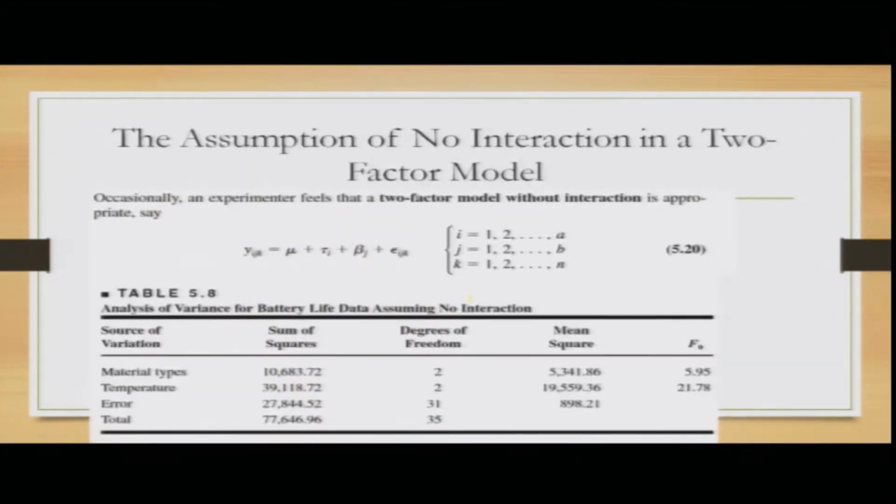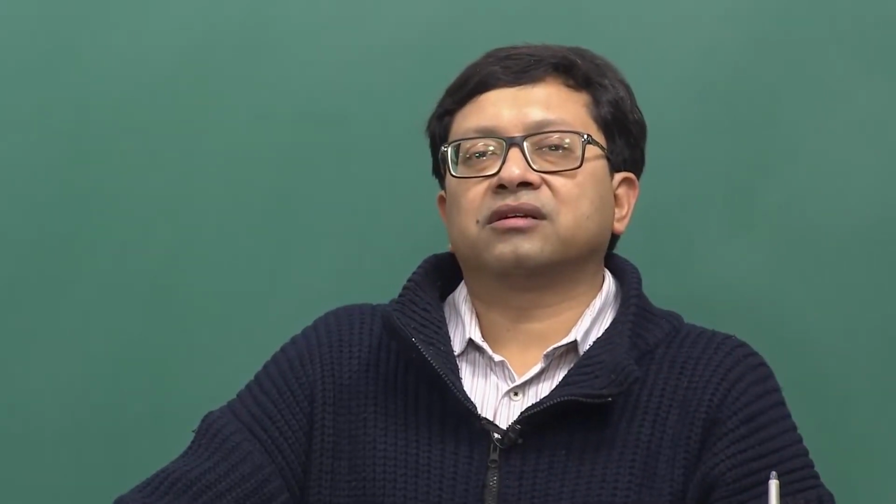So, assumption of no interaction in a two factor model. We will consider this. If there is no interaction between the factors, it means tau beta suffix ij would not be there. So the effect would come from the single factors: tau, which is for factor A, i equal to 1 to a, and beta j, where j is equal to 1 to b.